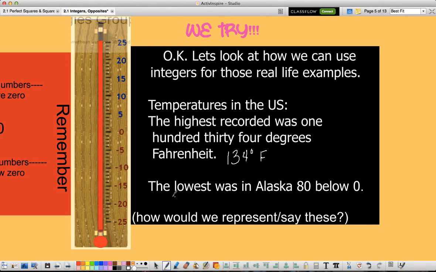The lowest recorded temperature was in Alaska, and it was 80 below 0. So now that we're getting to below 0, we're going down, or if this were sideways, to the left of 0, and we know that those are negative numbers. So in this case, since it's below 0, we'd have to have 80 and then a negative to tell us that it was below 0, that it was actually negative temperatures.